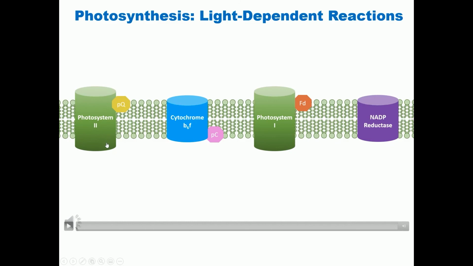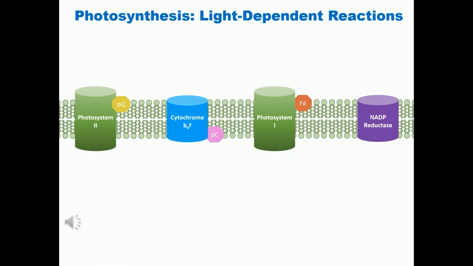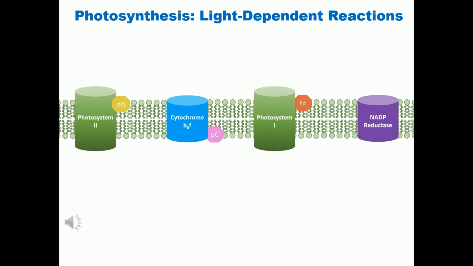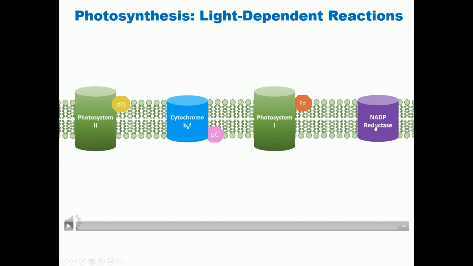So here you can see that there are 4 large proteins. There are 4 important stops here. Photosystem 2, where photolysis happens. Cytochrome B6F, where hydrogen ions are going to be pumped into the thylakoid. Photosystem 1, where the high energy electron that's being passed along is going to get a recharge, and then NADP reductase, where we are going to reduce that coenzyme into NADPH, which we will need for a later step.